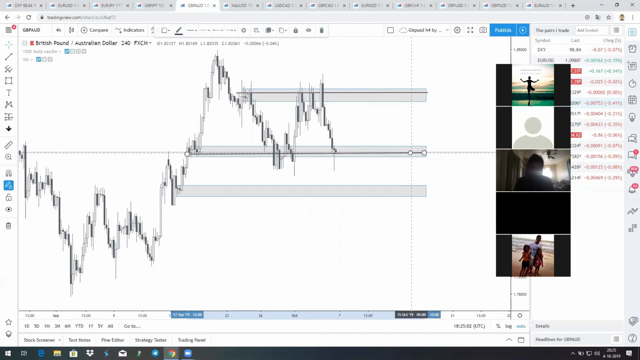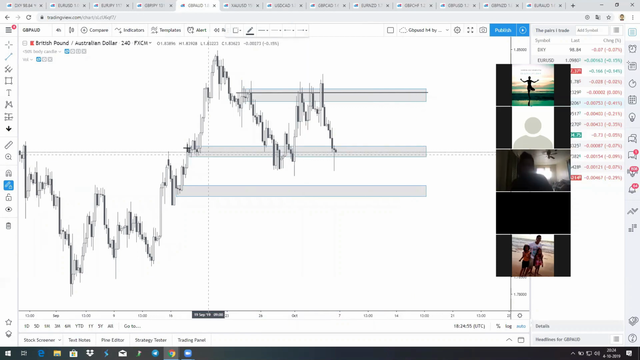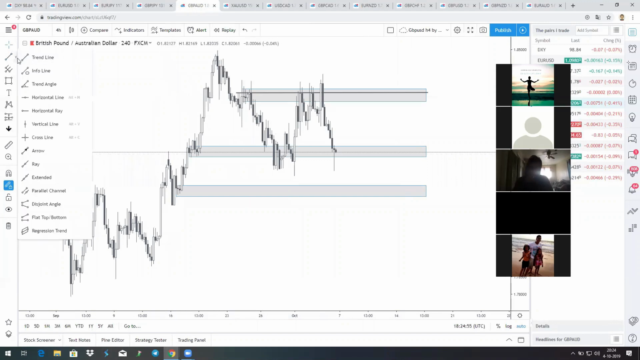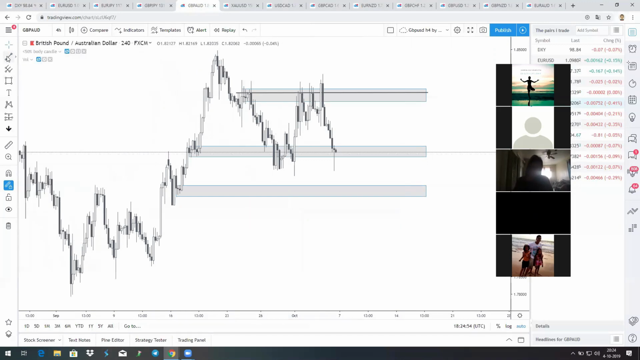How big does the body of the indecision candle have to be for a valid S&D? You will find out that most bodies are almost the same. It has a little body with 2 wicks of the same size, almost the same size, okay? And then they are valid indecision candles.